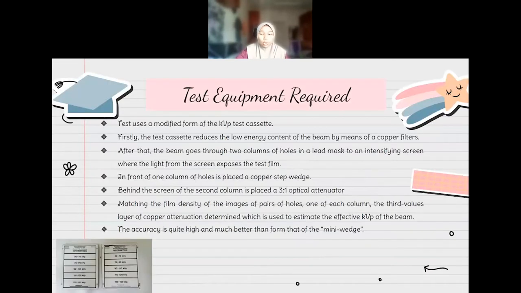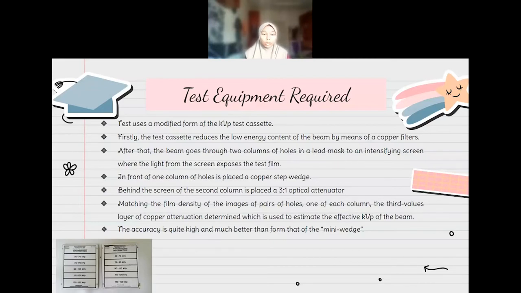Test equipment required for quality control of tube potential: the test uses a modified form of the kVp test cassette. Firstly, the test cassette reduces the lower energy content of the beam by means of a copper filter. After that, the beam goes through two columns of holes in a lead mask to an intensifying screen, where the light from the screen exposes the film.